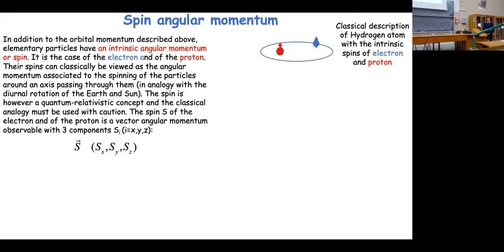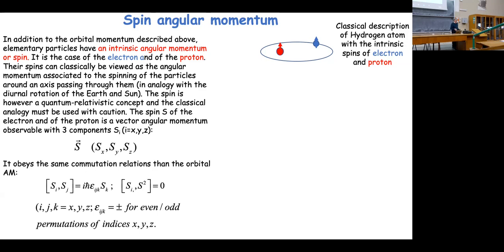And the spin, like the orbital momentum, is a vector operator which has three components, Sx, Sy, and Sz. And it obeys the same commutation rules as the orbital angular momentum. And I show you this commutation rule. The commutator of two of the spin components is equal to the third one, plus or minus i h bar.